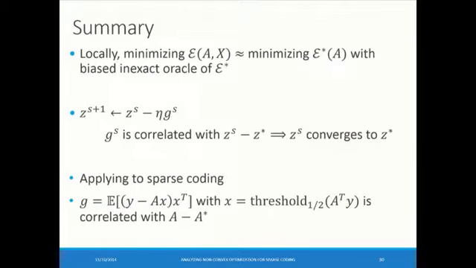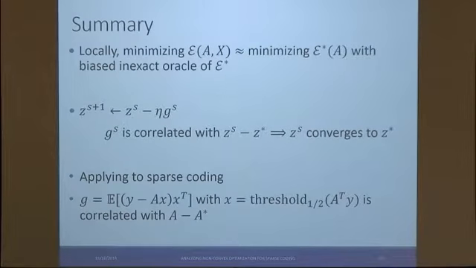Let me do this summary. We show that locally minimizing this non-convex function can be thought of as minimizing an unknown convex function with an inexact oracle, in some sense. This is our condition. We have this first order update, the general update rule, and this condition: if GS is correlated with ZS minus Z star, it implies that ZS converges to Z star, and we can apply this to sparse coding. We need some tricks for the decoding so that we can calculate this expectation.